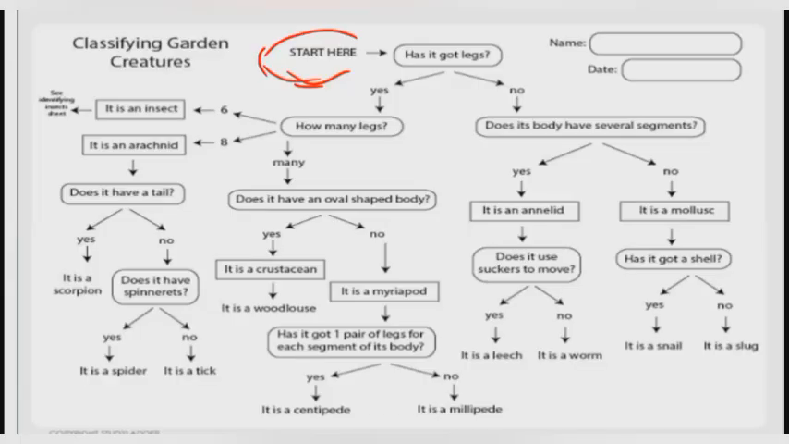Okay, it is a myriapod. So this myriapod, does it have one pair of legs for each segment of its body? Every single segment, is it just one pair of legs we have there? If yes, then it is a centipede. If no, that is, you can find more than one pair in a segment, then the organism you are talking about is a millipede.